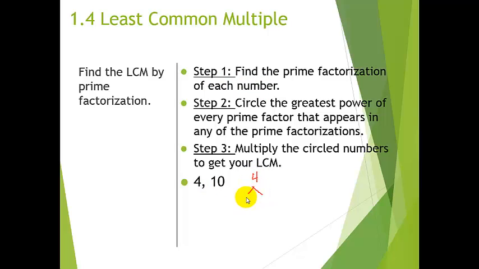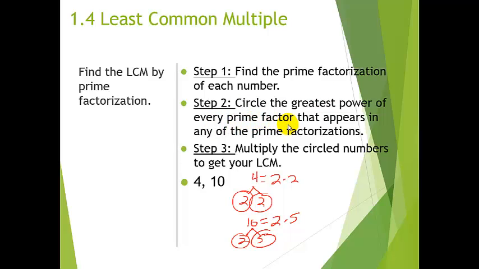So I know that this is 2 times 2. Oh, I already got my monkeys. So my prime factorization is 2 times 2. And then I'll do a factor tree for 10. Oh, that one's easy too. 2 times 5. They're not all going to be that easy. Okay, now circle the greatest power of every prime factor.